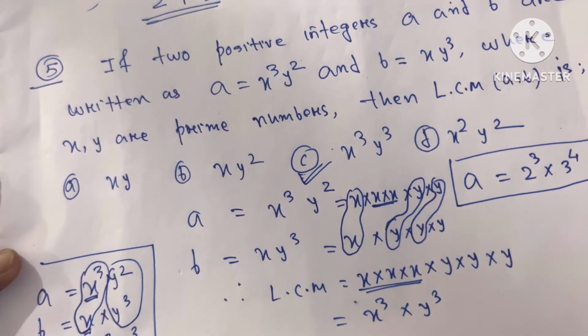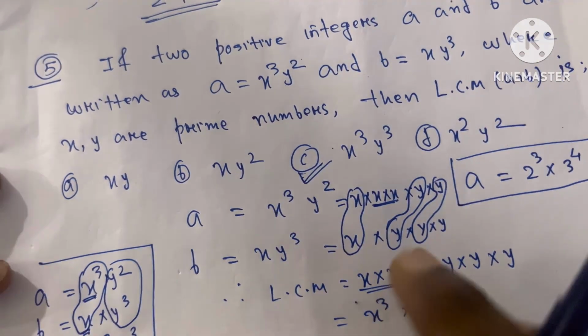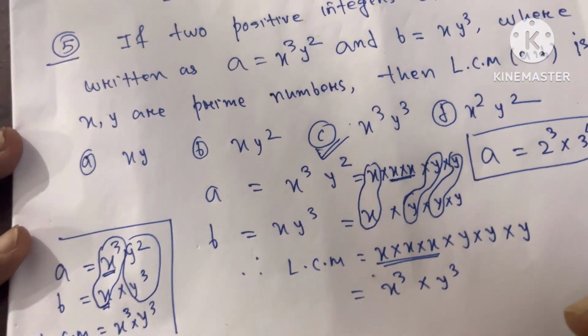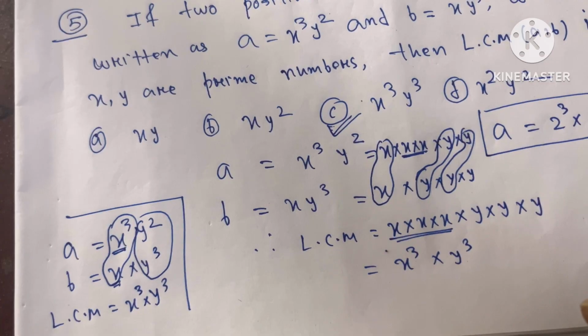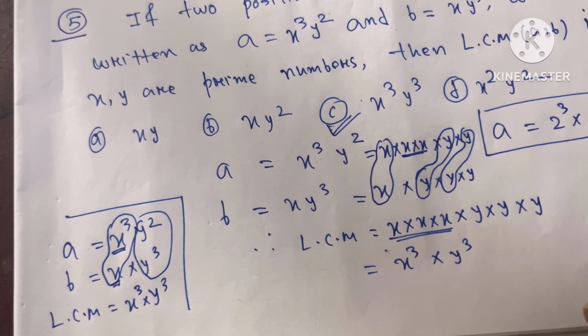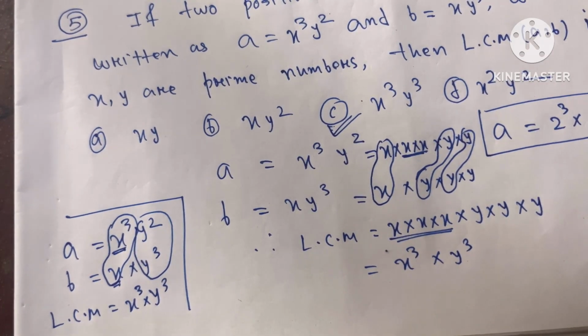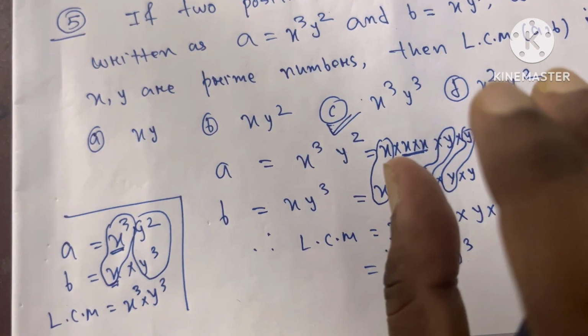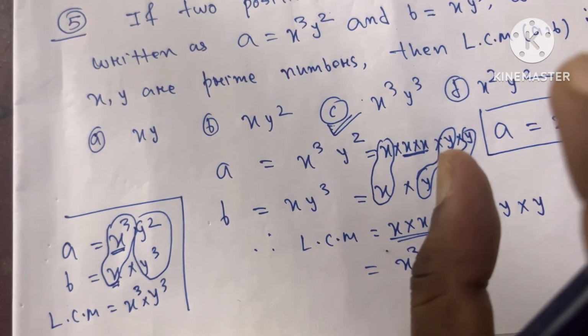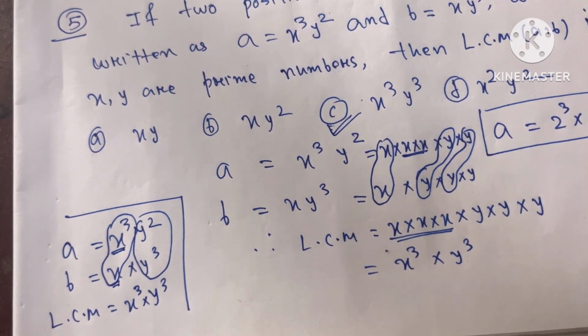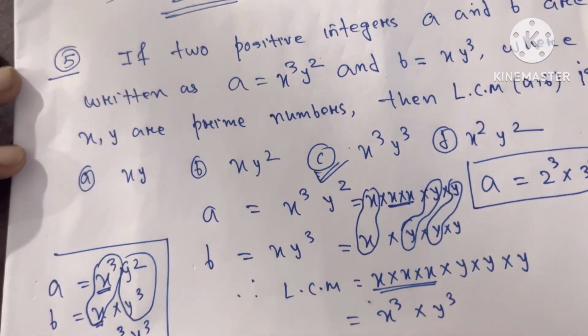So LCM we can find by the formula method and also by the direct method. Always remember, when the product of prime factorization is given, to find the LCM you take the prime number which has the greatest exponent. Okay, so thank you.